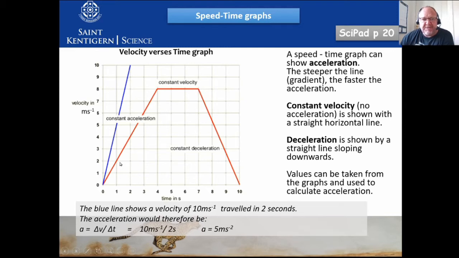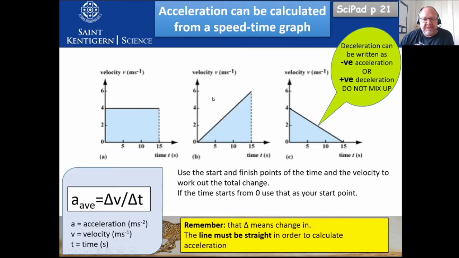You're expected to be able to look at them and interpret what these things represent. Okay, so your average acceleration, again, is your change in velocity over your change in time. In this case, it's a straight line, yet again. So we go 4 meters a second at 5 seconds, 4 meters a second at 10 seconds, 4 meters a second at 15. So that is constant velocity.